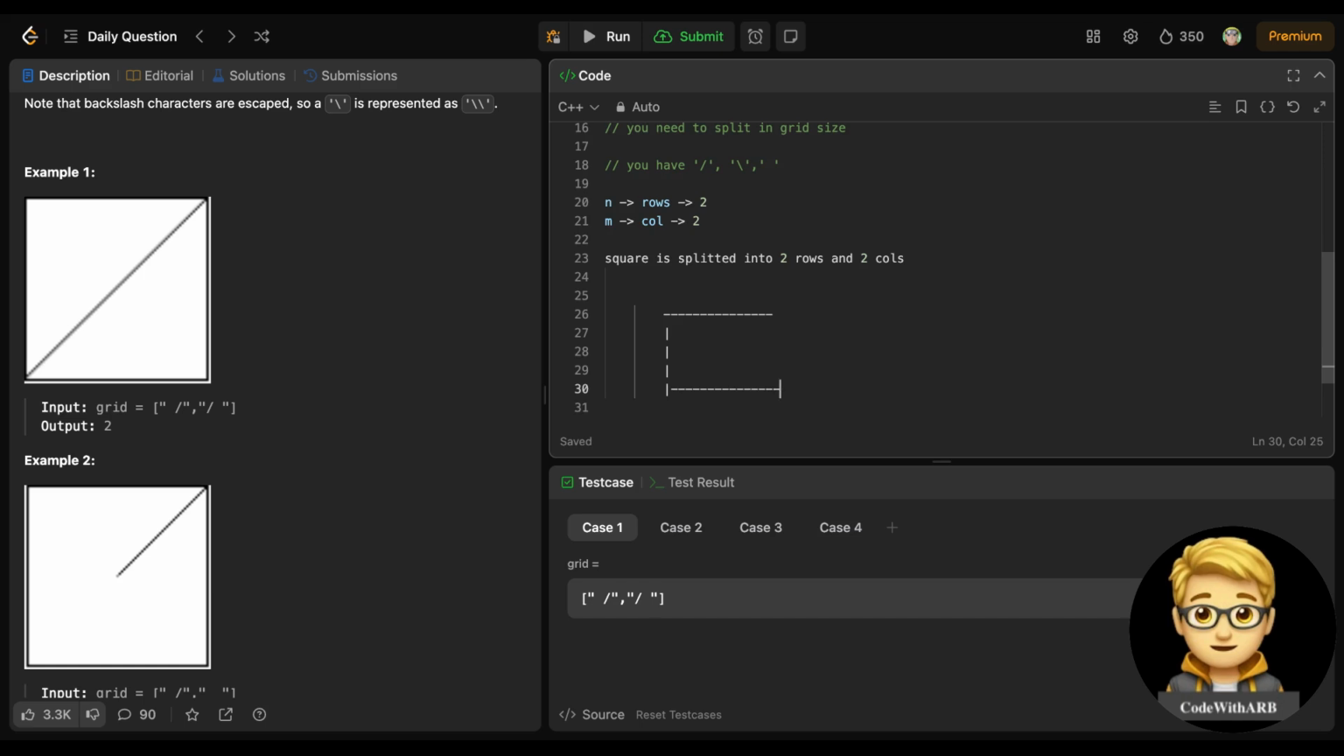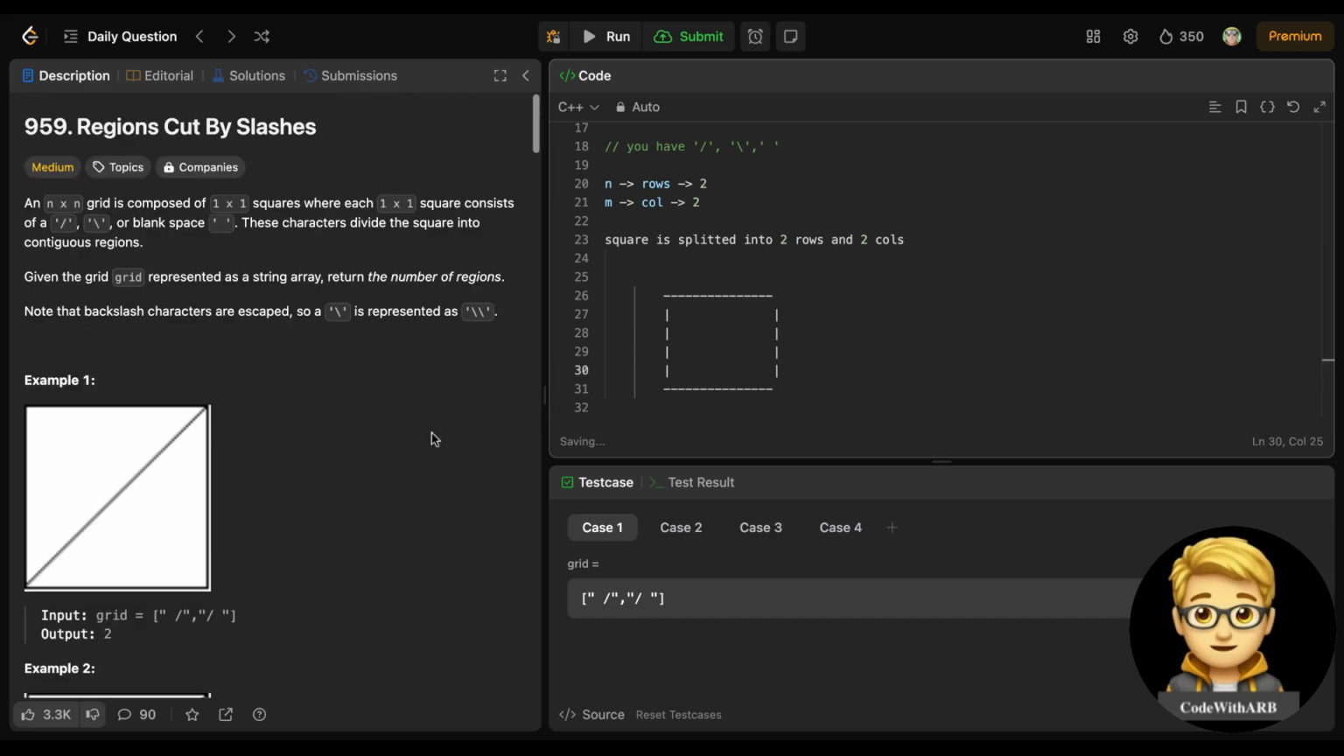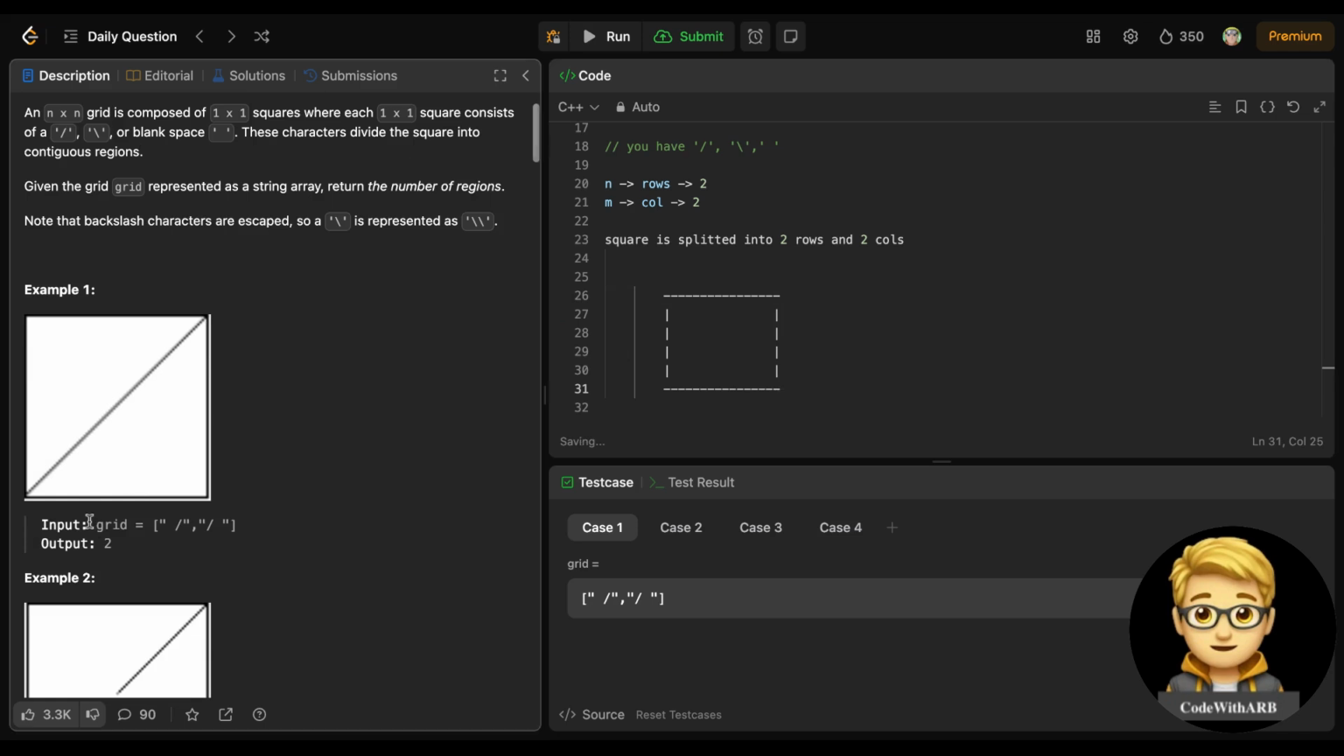I'm just trying to make a square and show how it gets split, because understanding this question is a bit difficult. The first time I also wasn't able to recognize what it was saying. So basically it is a square, and after this square it is given that this grid has two rows and two columns.